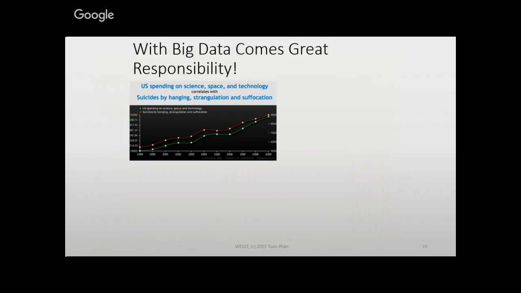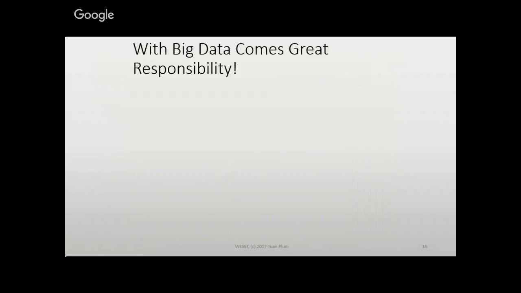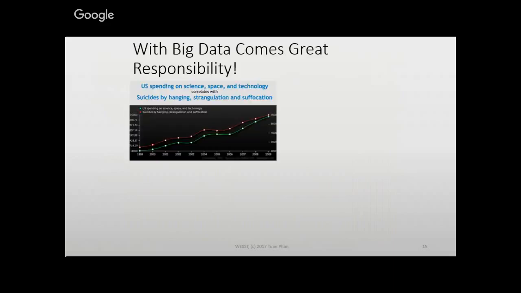Okay, so there's actually a fun blog that I follow about really spurious correlations. These are correlations that you see happening, and people blog about them. You should be a little skeptical, especially with big data sets. One of them is U.S. spending on science-based technology, which correlates about 99% with suicide by hanging, strangulation, and suffocation. So science makes people suicidal.